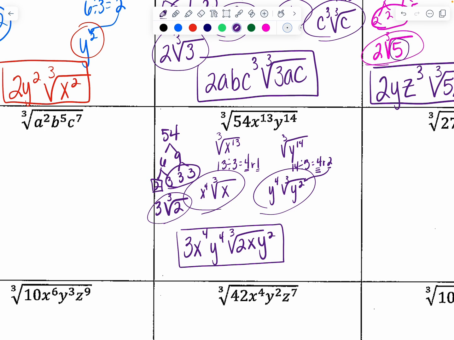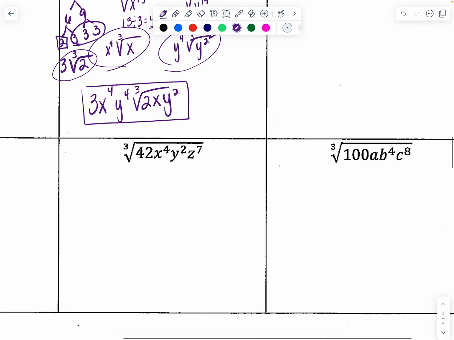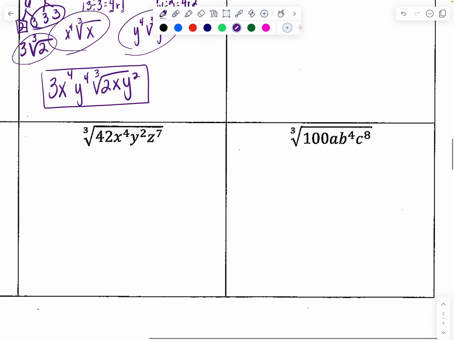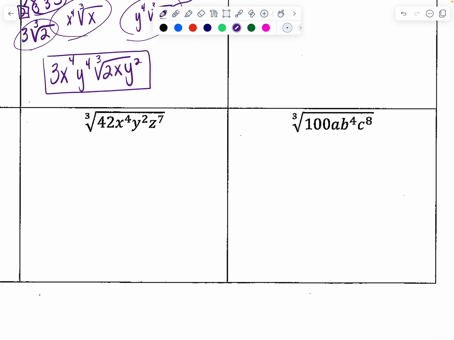All right, so again, just looking for 3 of a kind. So this is exactly like simplifying square roots, except now, instead of just looking for 2 of a kind, we're looking for 3 of a kind. All right, go ahead and jump down to the bottom. I want you to try these 2 down here. So pause the video, try them out, and then once you're done, unpause the video and see if you did it correctly. So go ahead and work it out.